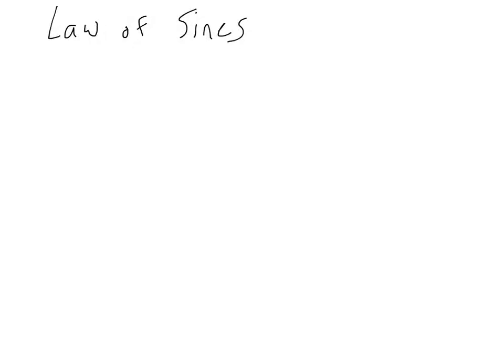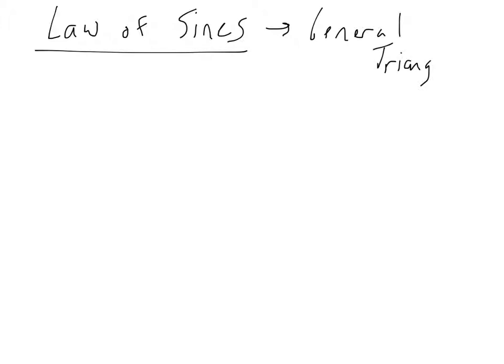All right, and a lot of you probably remember law of sines. We use law of sines for what we call general triangles, triangles that aren't right triangles. All the stuff that we were using before in the right triangle section works great if we have a right triangle. But if we do not have a right triangle, then we are sort of out of luck in terms of using trigonometry. We can't just use right triangle trig.